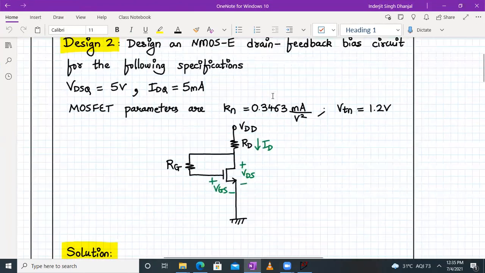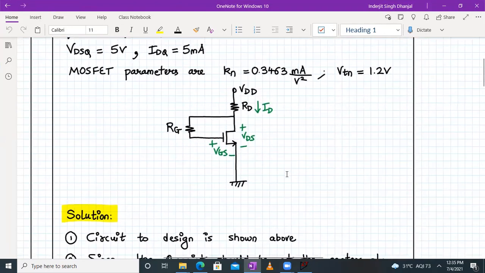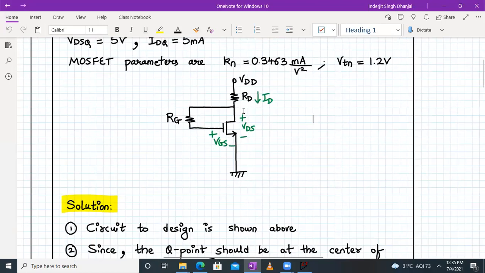So for design number 2, we have to design an NMOS enhancement drain feedback bias circuit for the following specifications. Again, we want the VDS value to be 5 and IDQ value to be 5 milliamperes. Here the MOSFET parameters are KN is 0.3463 milliampere per volt square and VTN is 1.2. So this is my drain feedback bias circuit, and here we have to determine the values of RD and RG.